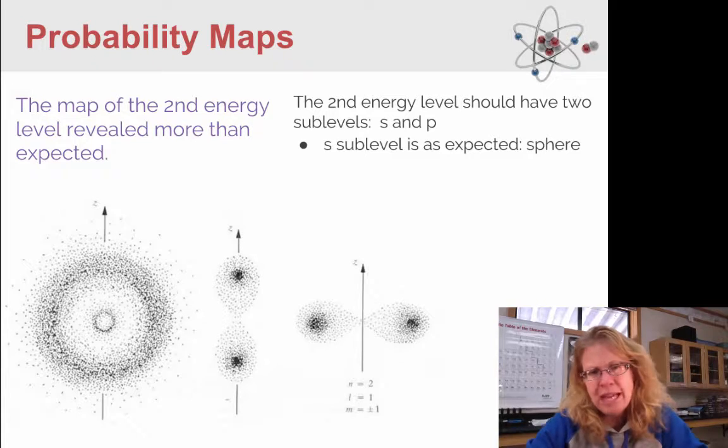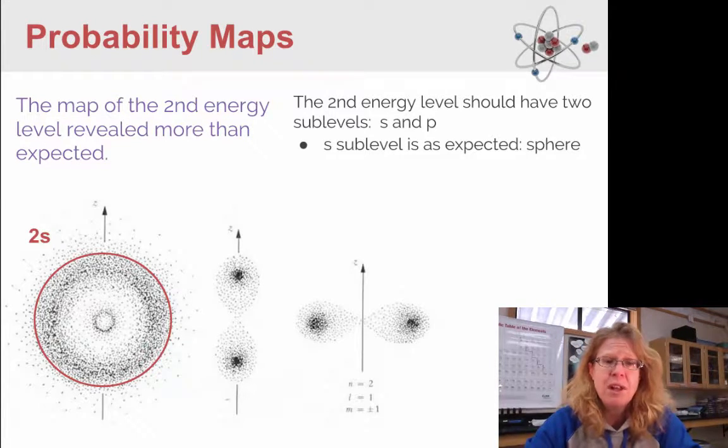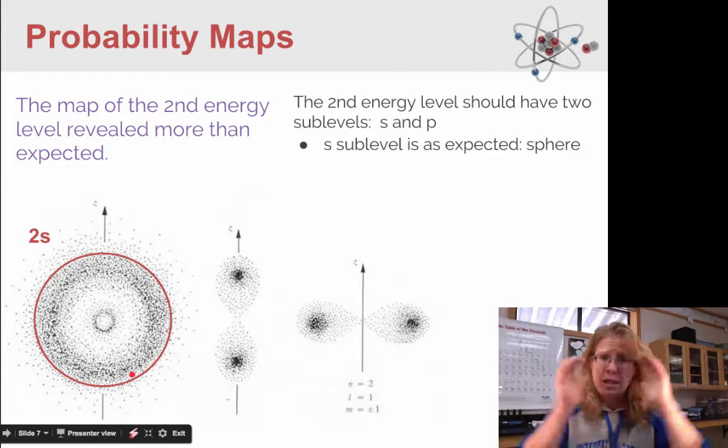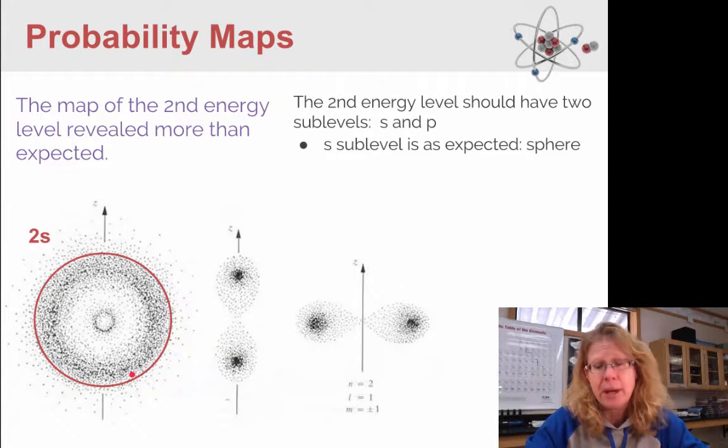The S sublevel was as we predicted. It's pretty much a sphere shape, and you can kind of see it over there on the left. It's bigger than the first one. Here's the 1s inside of there, and then there's the 2s outside of there. So they basically have the same shape. The 2s is just a lot bigger.